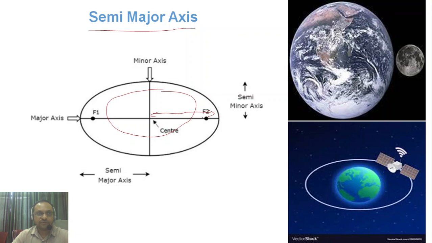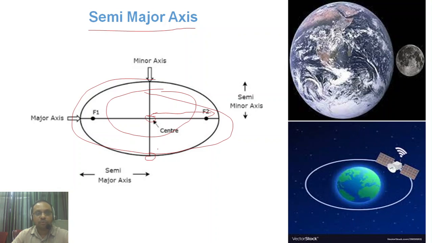It runs from the center through a focus to the edge of the ellipse. This is the ellipse completely. So it is the radius of an orbit at the orbit's two most distant points. This is the farthest point, and at that point, this is the minimum distance point.